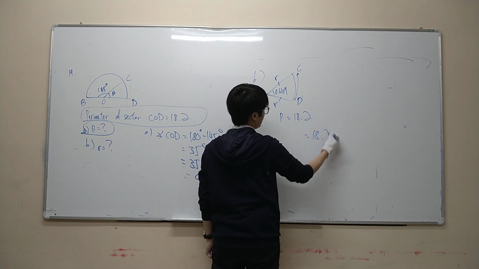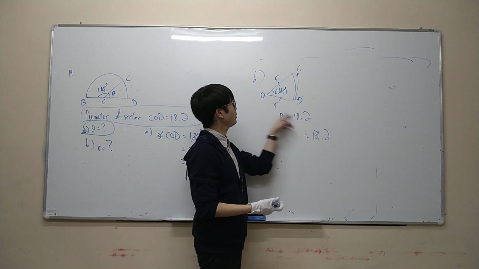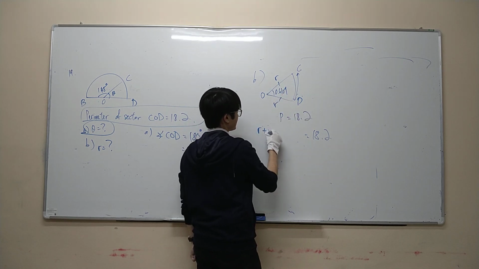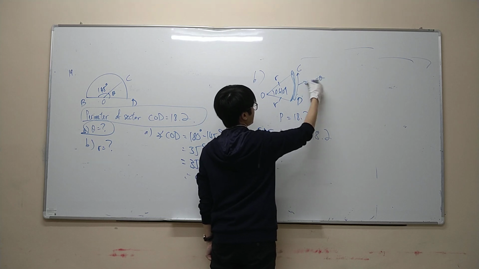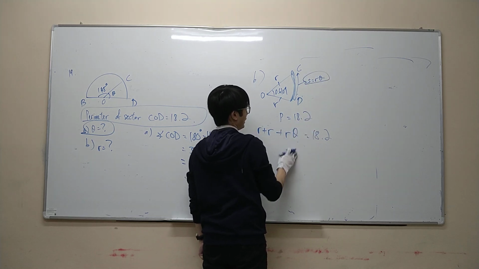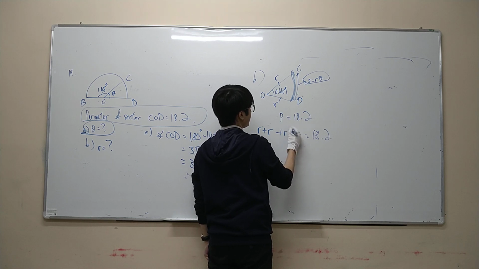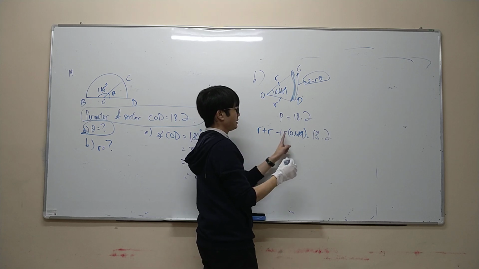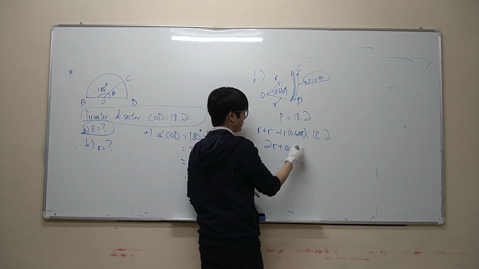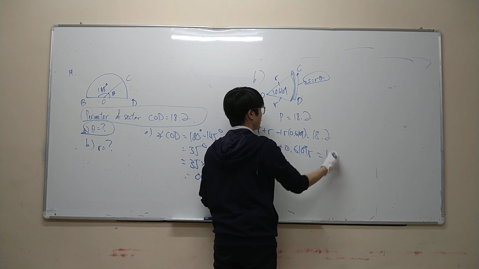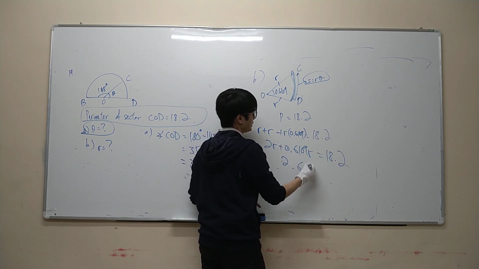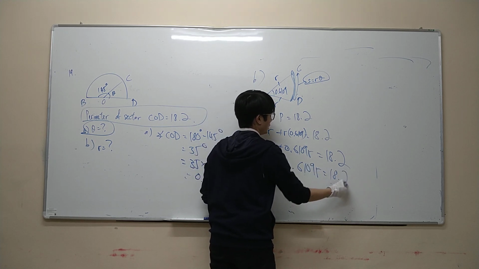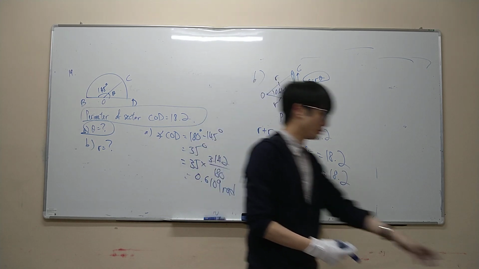So what's the formula? What's perimeter? Perimeter means you are adding all the lines, right? So it will be R plus the length of arc. And what's the formula for length of arc? S equals R theta. So R theta. And you know the theta is 0.6109. So it will be 2R plus 0.6109R equals 18.2. What's 2R plus 0.6109R? 2.6109R equals 18.2. So what is your R? Just divide and you will get the answer.